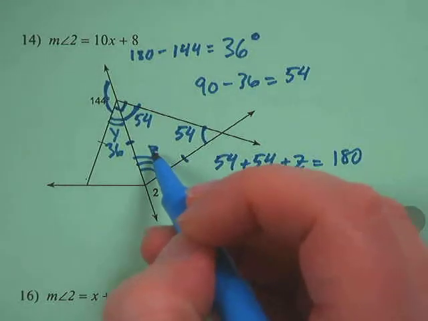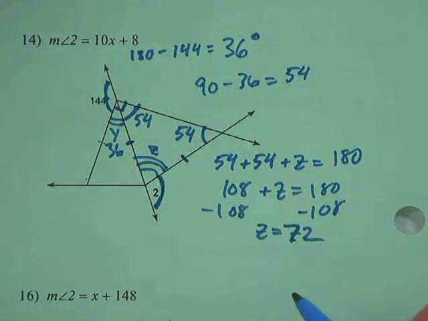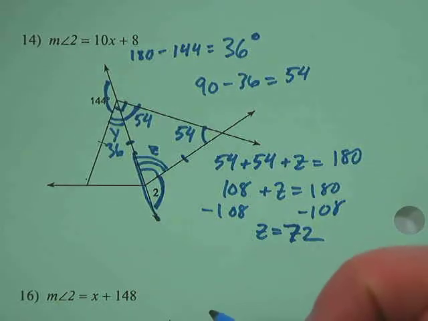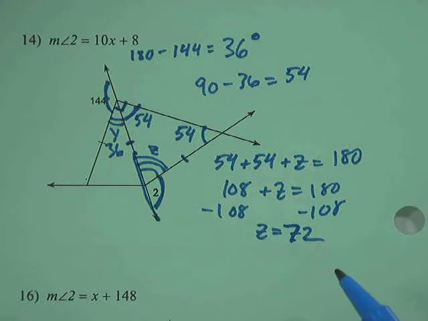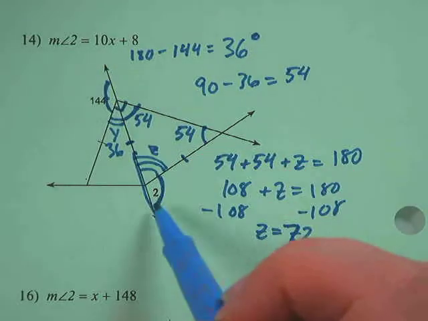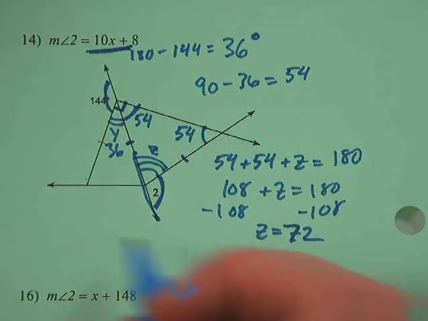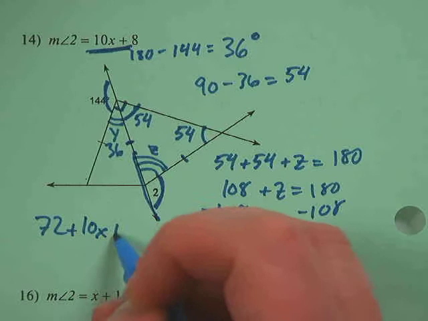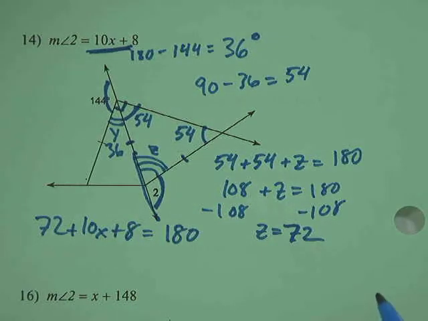So if this is 72 degrees right here, this one plus 72 degrees add up to 180 since they're a linear pair. They're both along this line right here. So since these two are going to add up to 180, and this angle 2 right here is also represented by this equation, we can go 72 plus that equation, so 10x plus 8 equals 180. And that's how we're going to solve for x.